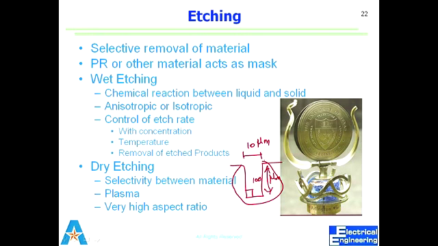So BHF can keep on attacking more of the silicon dioxide, right? So how do we achieve that? In case of BHF, what we do is we gently keep on shaking the wafer. So the reaction happens and products are removed. That's what it means, removal of etched product, so more of the etchant can come in contact with the etched material.